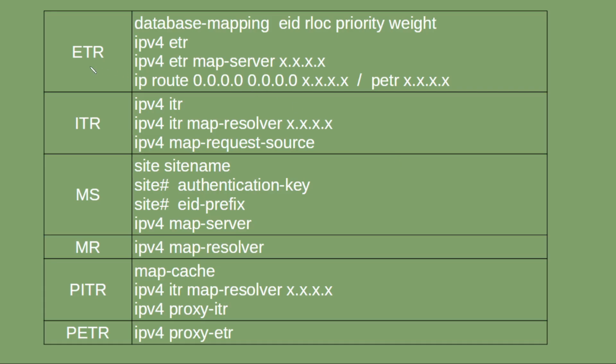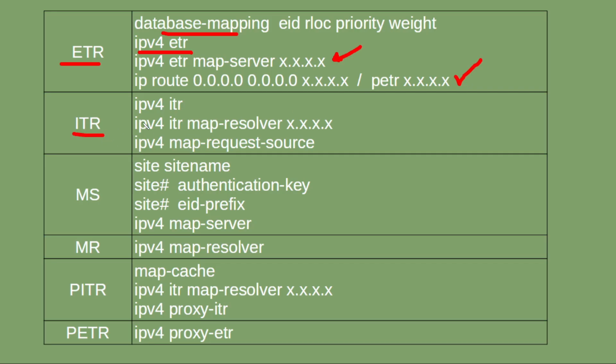So for ETRs, we are going to let the ETR know its mappings with database-mapping. We are going to enable the role with IPv4 ETR. We are going to let the ETR know the map server IP address. And then optionally, we can set up a default route or a default PETR in order to let the ETR know the exit point from the LISP domain.